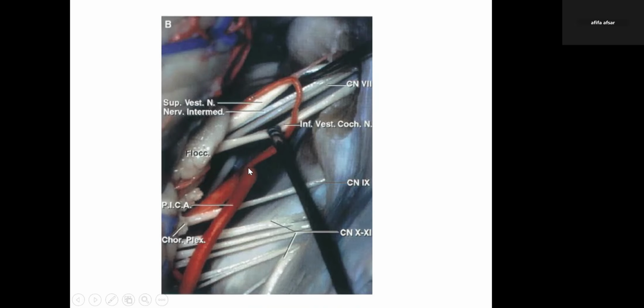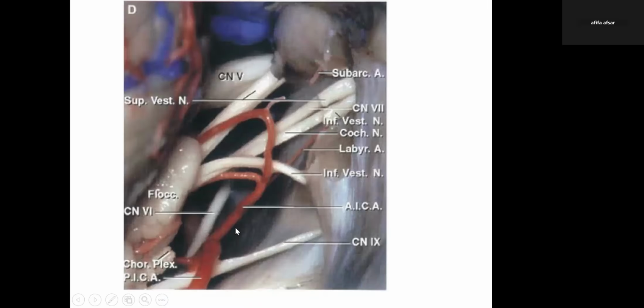And here we can see the loop of the posterior inferior cerebellar artery, which arises from the vertebral, then takes a rostral turn and then a caudal turn, and supplies the surface of the medulla as well as the suboccipital surface of the cerebellum.